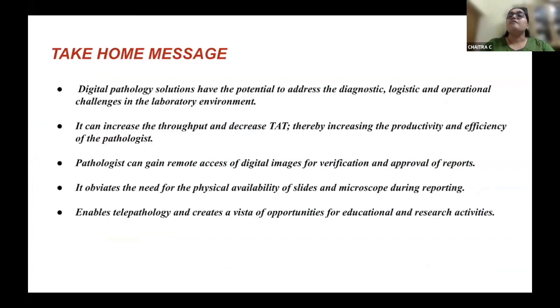So with all this, I would like to say that digital pathology solutions have the potential to address the diagnostic, the logistic, and the operational challenges in the laboratory. It can decrease the turnaround time and thereby increase the productivity and efficiency of the pathologist. With the remote access, you can verify and approve the reports. It obviates the need for the physical availability of the slides and microscope during reporting. And it enables telepathology and creates a vista of opportunities for educational and research activities.